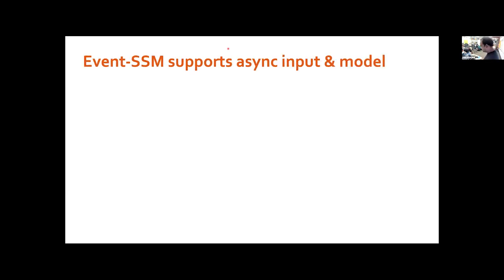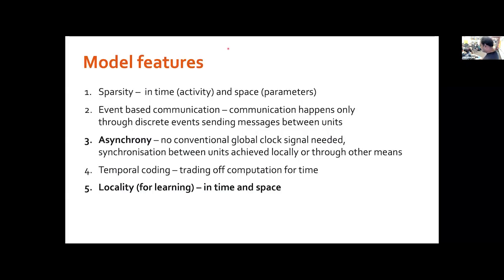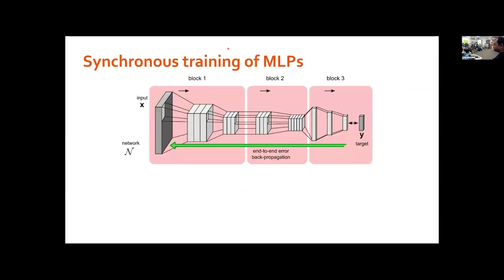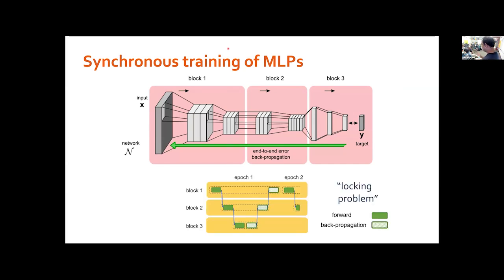Okay, since I have only 10 minutes, let me quickly talk about this. The third thing is asynchronous training, something that we have been looking at. We all know the locking problem, I hope. With backpropagation on feed-forward networks, you have this bottleneck where you first finish the forward pass, then you do the backward pass, then the forward pass again. There's a lot of time when your devices are not doing anything at all. So this is basically a locking problem.